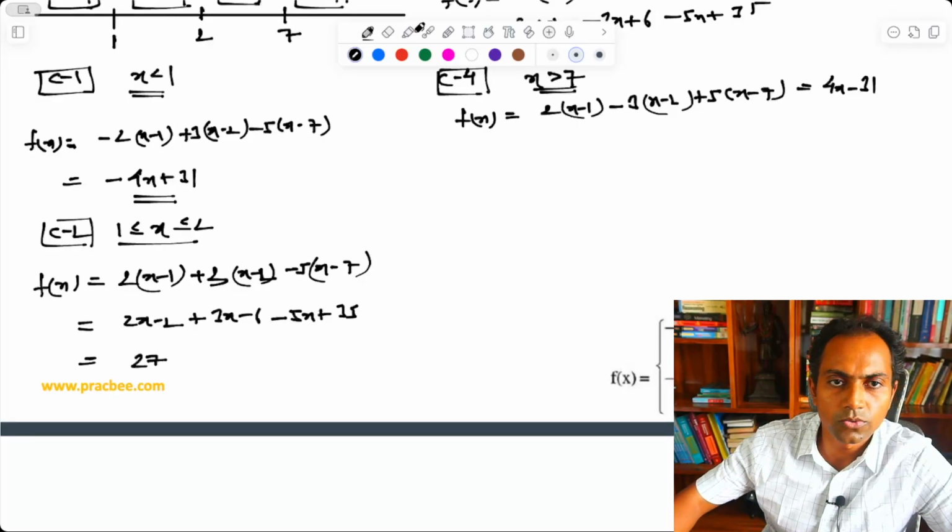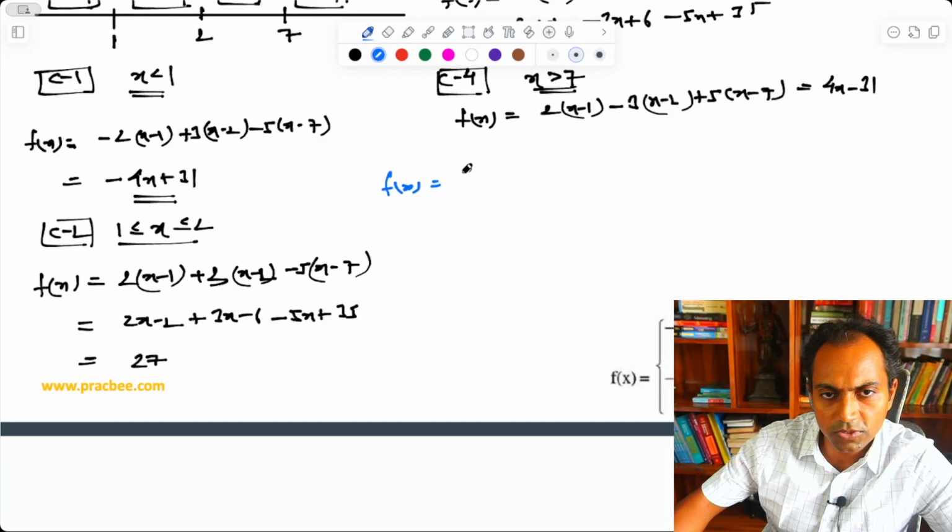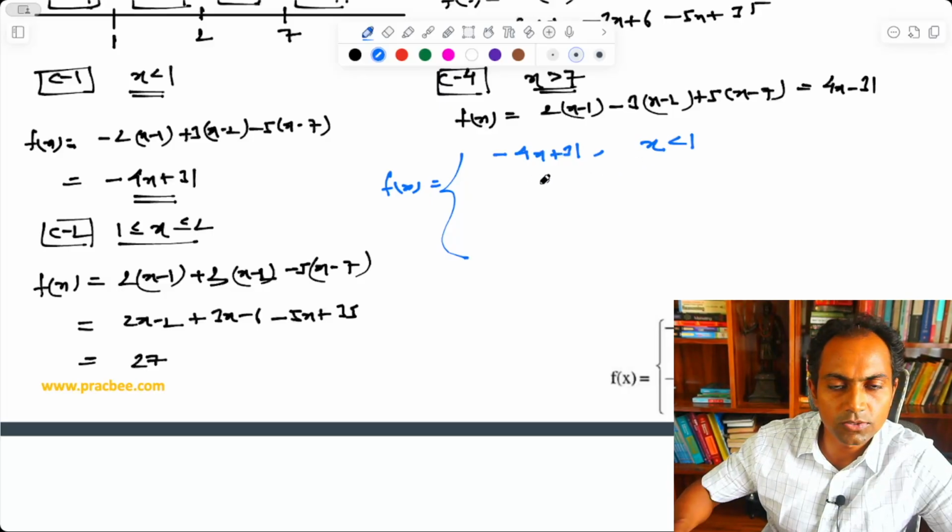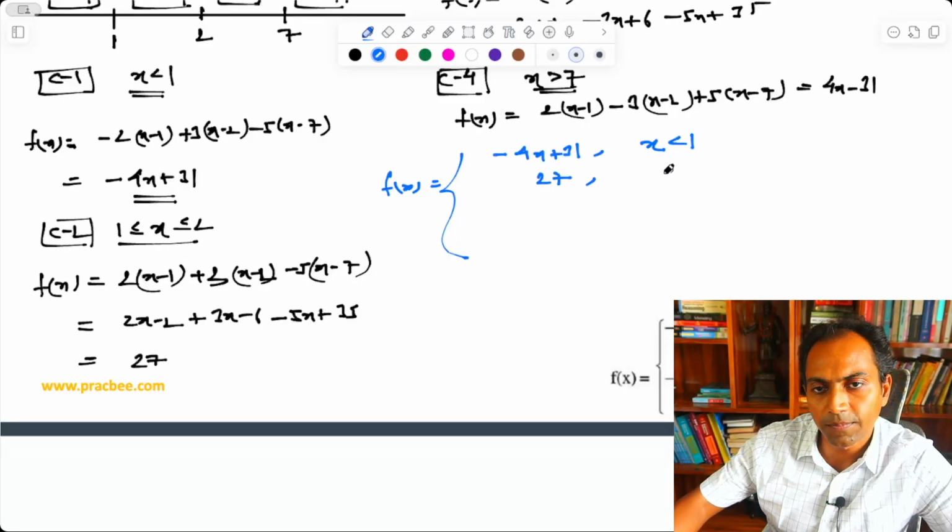What you can do, you can write it nicely. So, we can write it nicely in one function and that will have 4 parts. First part was the value became 4x plus 31. This happened when you took the values of x smaller than 1. In the second case, you can clearly see that the answer became 27. Now, this happened when you took the values of x between 1 and 2.